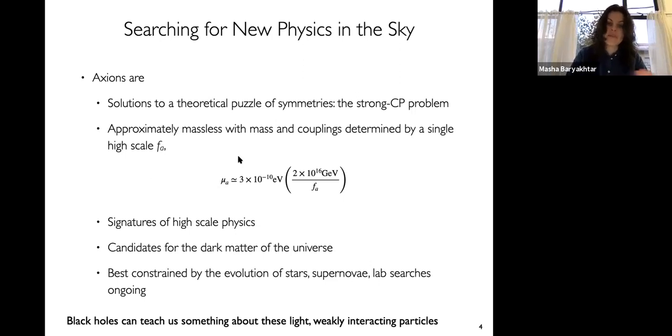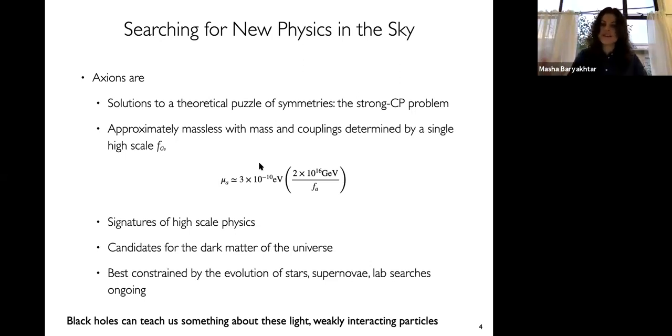These particles are approximately massless, and they have a small mass that's generated in inverse proportion to their coupling scale f_a. That's the scale from which the axions arise, where the symmetry is broken. We tend to think of this scale as often being connected to other important scales in particle physics, for example the grand unification scale, where a lot of other symmetries start to come about. So that's the interesting thing: you can look for these very, very light particles, but they can be connected to very, very high scales.